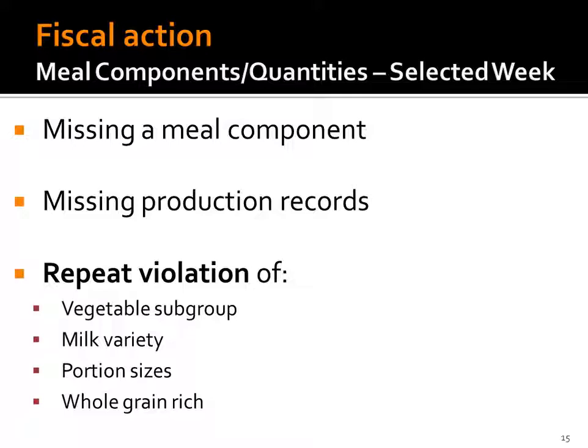If there are repeat violations, such as the vegetable subgroup, milk type, portion sizes, and whole grain rich violations, they are only assessed fiscal action when they are repeat violations, which means they take place from one administrative review to the next, and they are assessed at the School Food Authority level. So if during your review it was cited that red-orange vegetable portion for the week of review was inadequate, there is no fiscal action for this year. But if the same finding happens the next time we come in 3 years, we will take fiscal action for all meals.